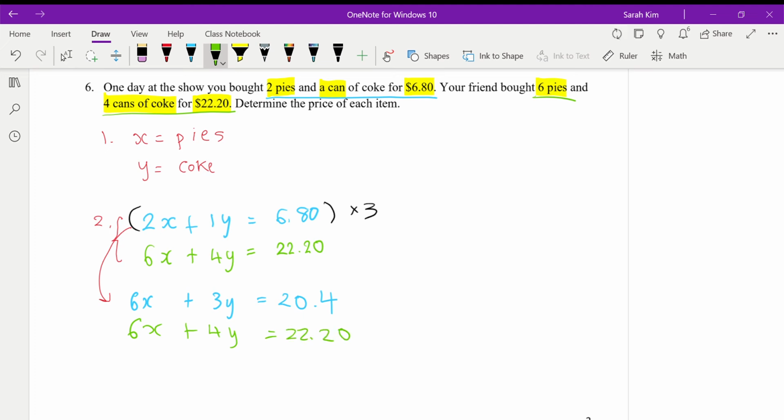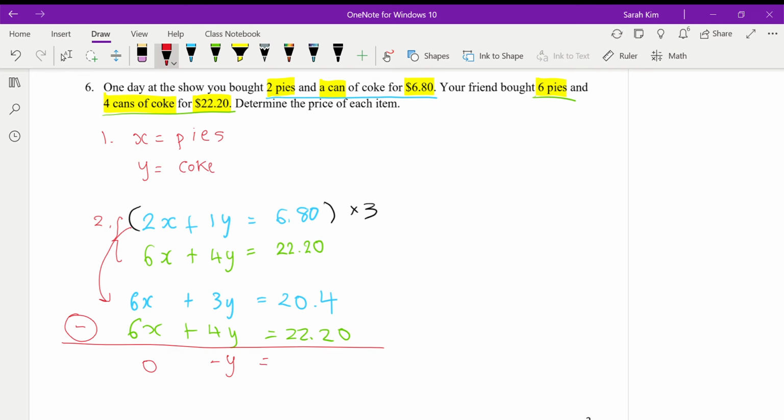Alrighty. Now what I'm going to do is actually use the elimination method. So I need to decide if I want a plus or a minus here. Well, 6x and 6x, they're both positive, so I need a minus. So 6x take 6x, that's going to give me a 0. 3y take 4y is going to give me a negative y.